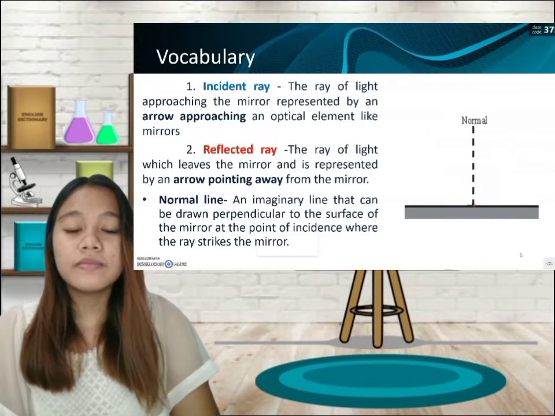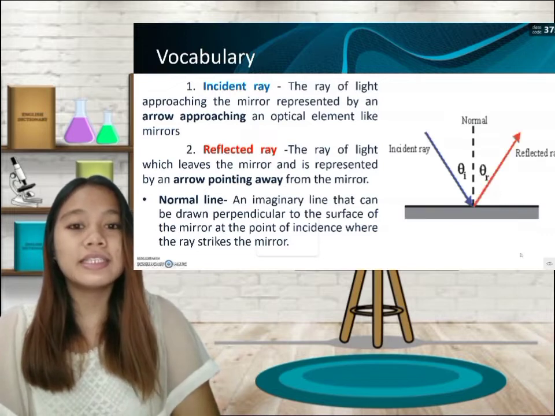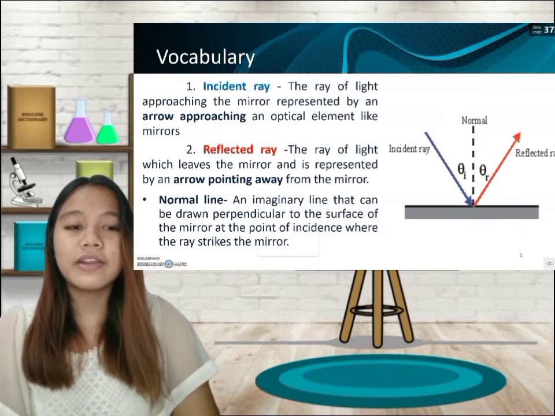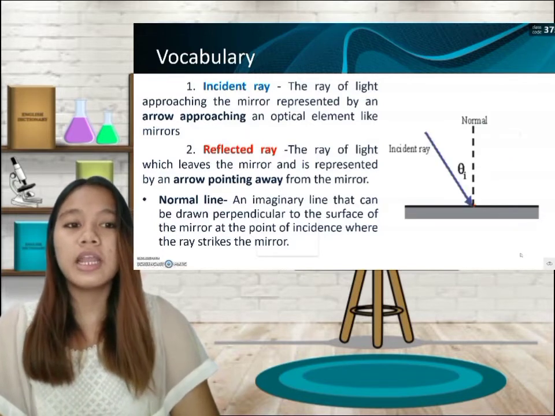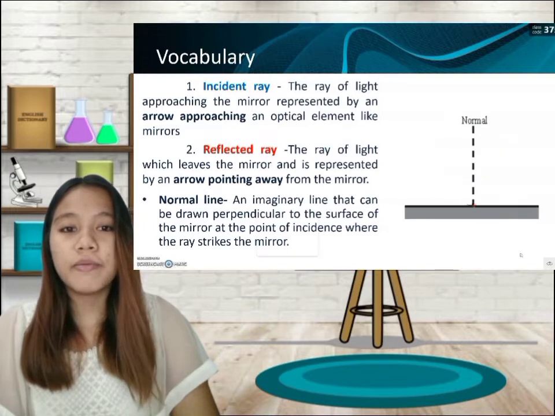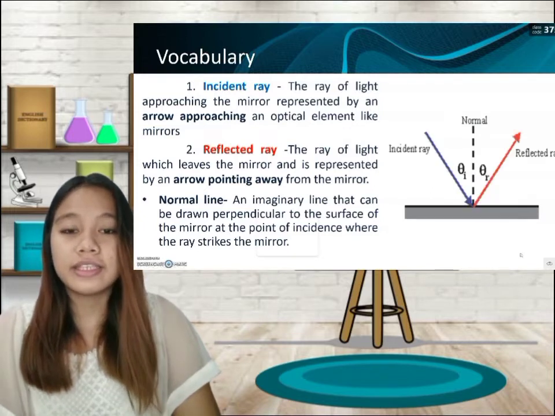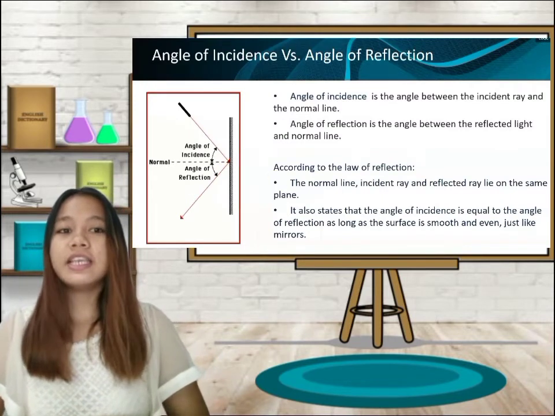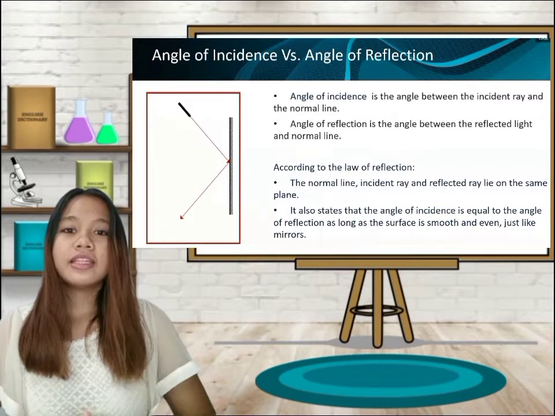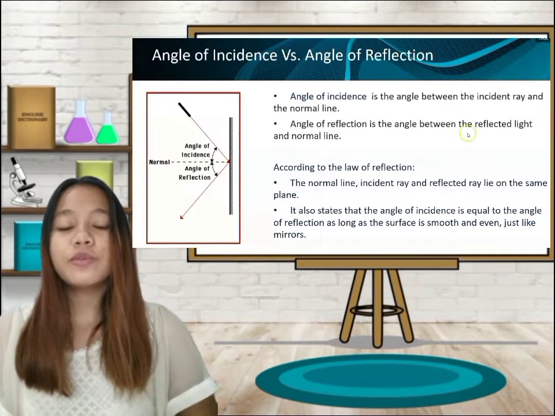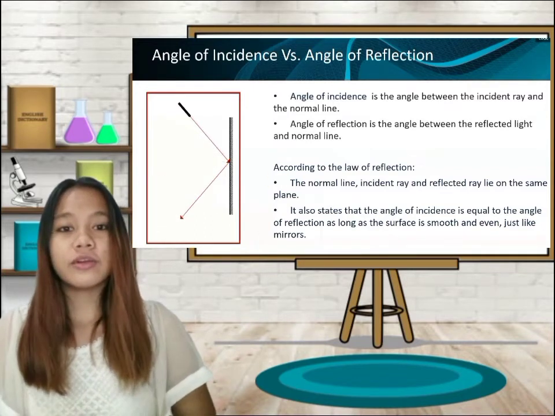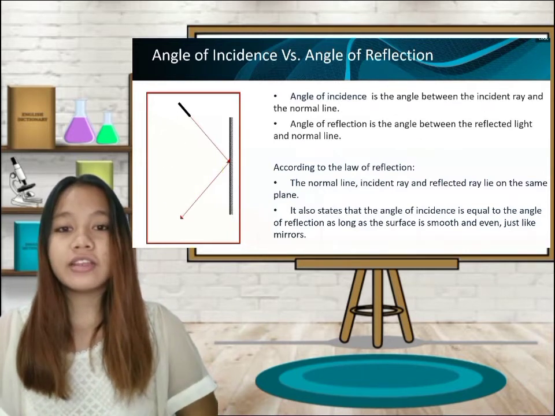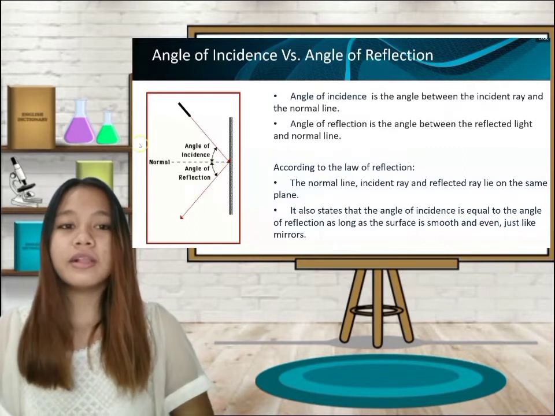The normal line, represented by the broken lines in the middle of the two light rays, is an imaginary line that can be drawn perpendicular to the surface of the mirror at the point of incidence, where the ray strikes the mirror. Next, the angle of incidence versus the angle of reflection. The angle of incidence is the angle between the incident ray and the normal line. On the other hand, the angle of reflection is the angle between the reflected ray and the normal line.